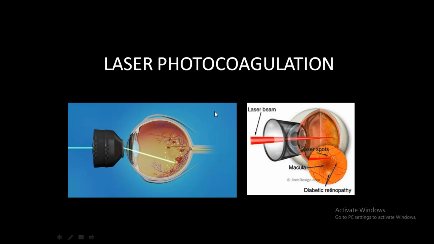Now, if you see this picture here, this is an example of laser photocoagulation. You can see here there are leaking neovascularizations which are present in the retina. The laser is being applied there to coagulate the retina. So what does the laser beam do? It passes through the contact lens and it gets applied onto the retina. Once it is applied onto the retina, it coagulates the retina. So that prevents the further leakage.